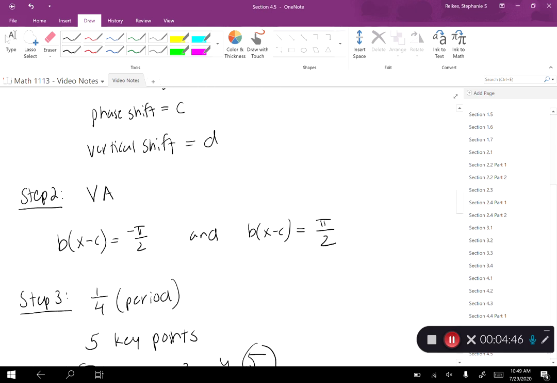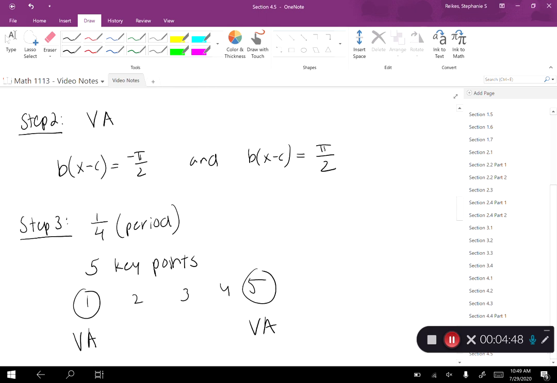Now, step 2 has a similar approach to sine and cosine. We want to know where our graph starts and ends one cycle, but the starting and the ending for a tangent graph are going to be vertical asymptotes. So step 2 is to find the two VAs. You do that by taking that inside stuff, b times x minus c, and setting it equal to the original two vertical asymptotes, which are negative pi over 2 and positive pi over 2, and then solve for x, and that will be the location of your two VAs.